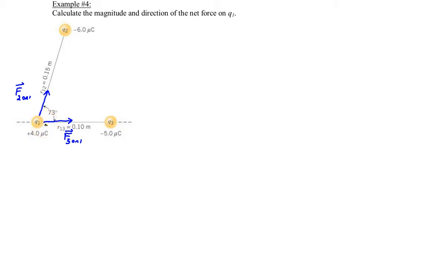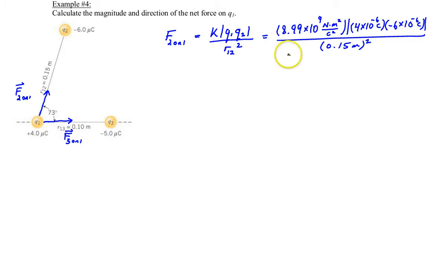What we need to do now is use Coulomb's law to find the magnitudes of these two forces. So using Coulomb's law, we have force of 2 on 1, which is equal to K times the absolute value of Q1 and Q2, divided by the distance between them, R12 squared. And substituting, we get the following. There's Coulomb's constant. Here you'll notice that I've changed both the microcoulombs to coulombs. Remember that 1 microcoulomb is equal to 1 times 10 to the power negative 6 coulombs. And then we have the distance in meters, and it's squared.